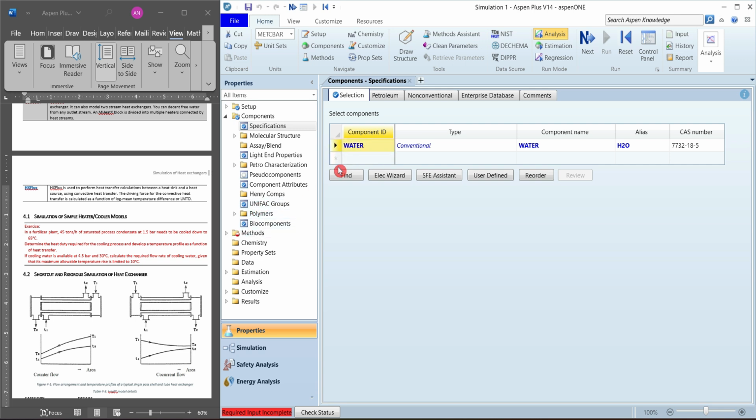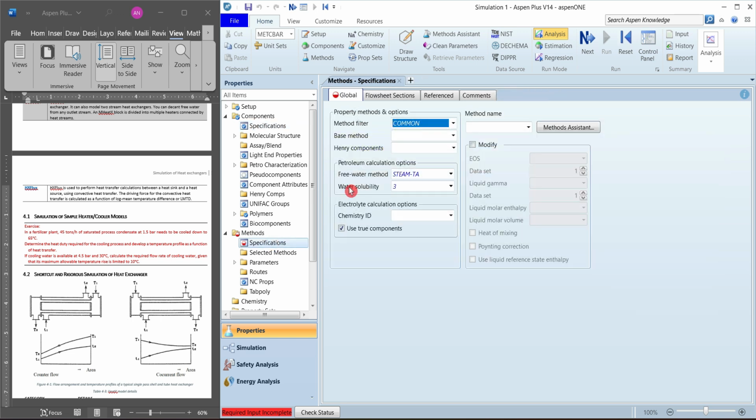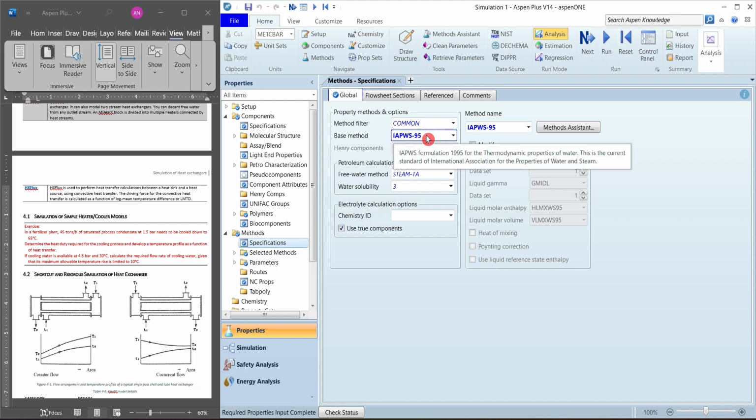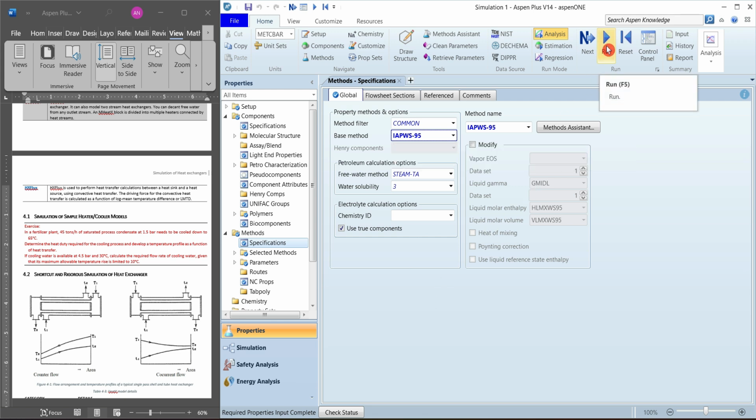Okay, so we have water as a single component. Can you recommend any property method? We can use Steam NBS or IAPWS 95. Let's use this IAPWS 95. So that's it. We can run the properties environment. Since we'll be working with this simulation file, don't forget to save this file. We can get in trouble at any point.